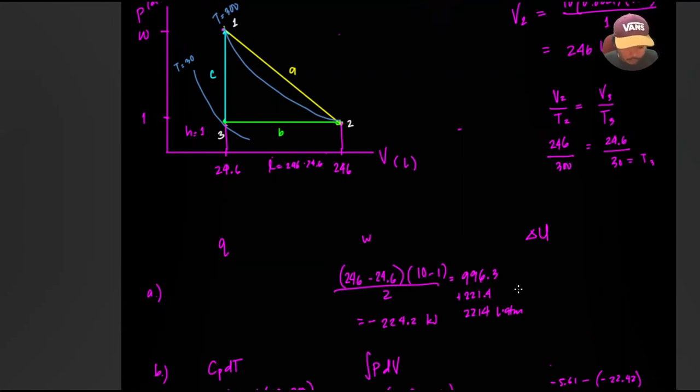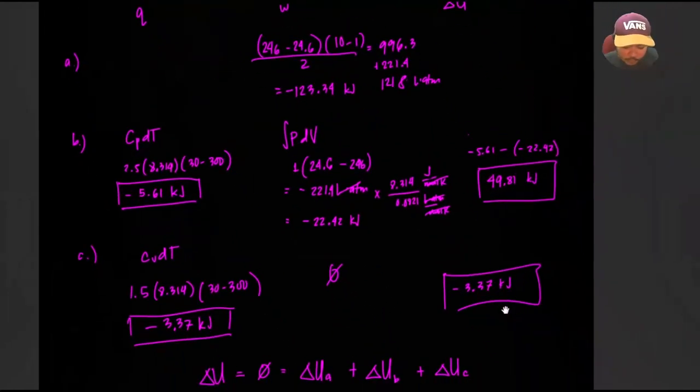So, gives us plus 1218 multiplied by 8.314 divided by 0.0821 gives us 123.34 lang. So this is negative 123.34. Okay? Pero it's nowhere near, I don't know. Sabihin nyo, class, no?